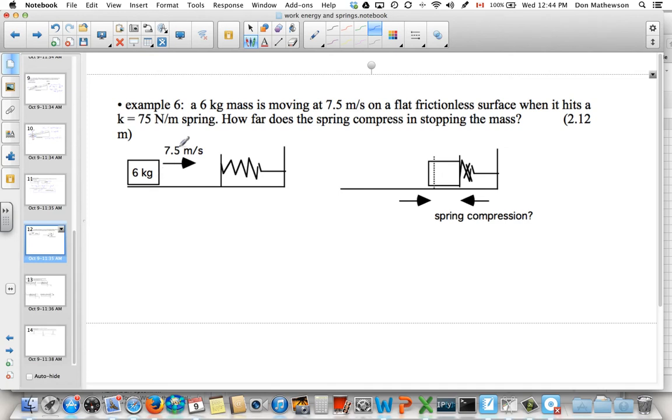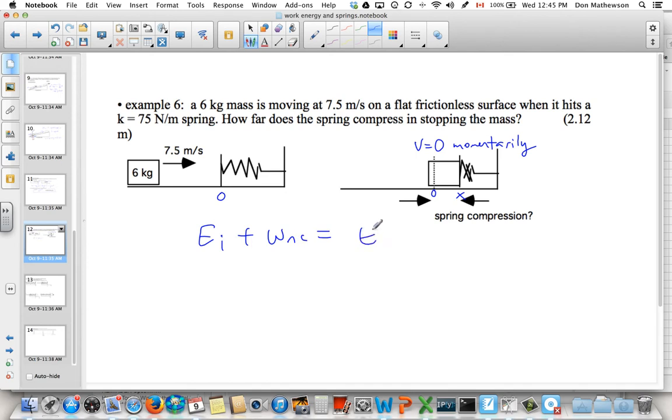So here you've got a mass, it's moving, you've got an uncompressed spring. The mass is going to hit the spring, stop, and then we want to know how far the spring is compressed. Now, it's only going to stop for a moment, right? Because presumably the spring is going to kick it back out. But at that moment, and for every moment in between, mechanical energy will be conserved.